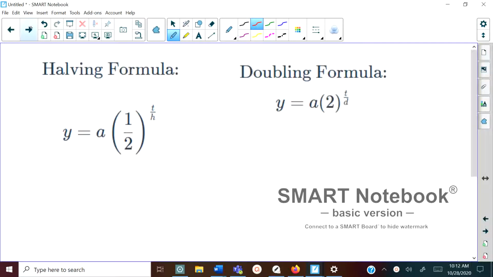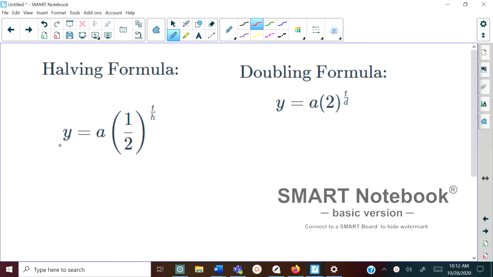So here's the formula. The halving formula has a half for the b, and you're going to divide the time by the number of times you halve it. And then the doubling formula, you guessed it, has a 2 for the b, and you're going to divide the time by the number of times you double. Okay, pretty simple. So we're going to take a look at some word problems and figure out if we're using the halving formula or the doubling formula.